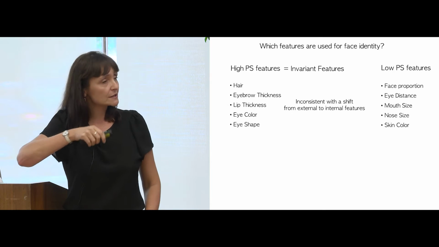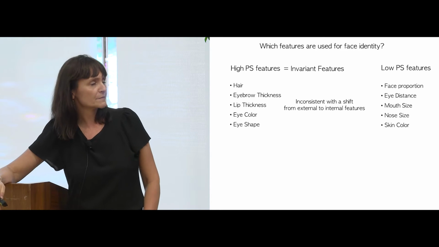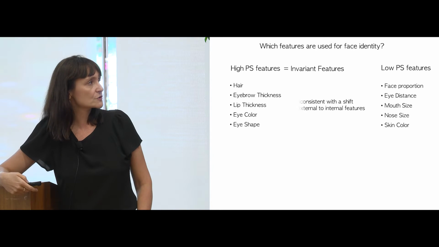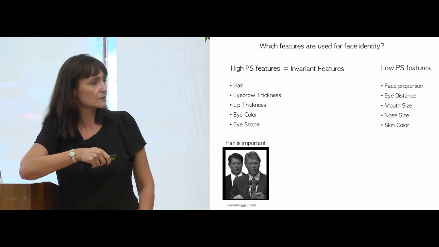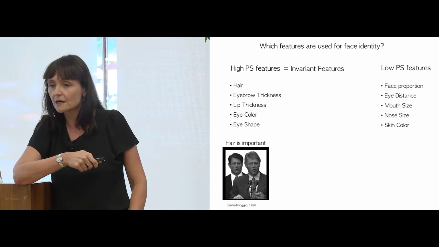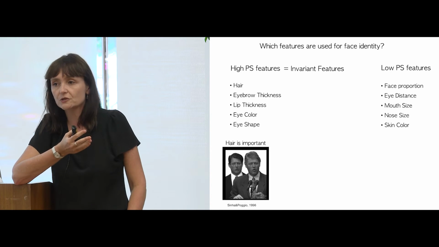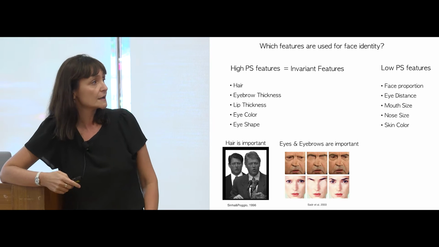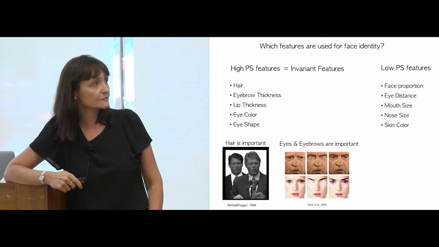And our data is consistent with other studies that have been published in the literature, mainly studies from Pavan's lab. So Pavan already showed us many years ago that hair is very important for face recognition. In many of our studies, we removed the hair, but I think that's one of the most dramatic features, both for familiar and unfamiliar faces. This is another study from Pavan's lab showing that the eyebrows and the eyes are important for face recognition.